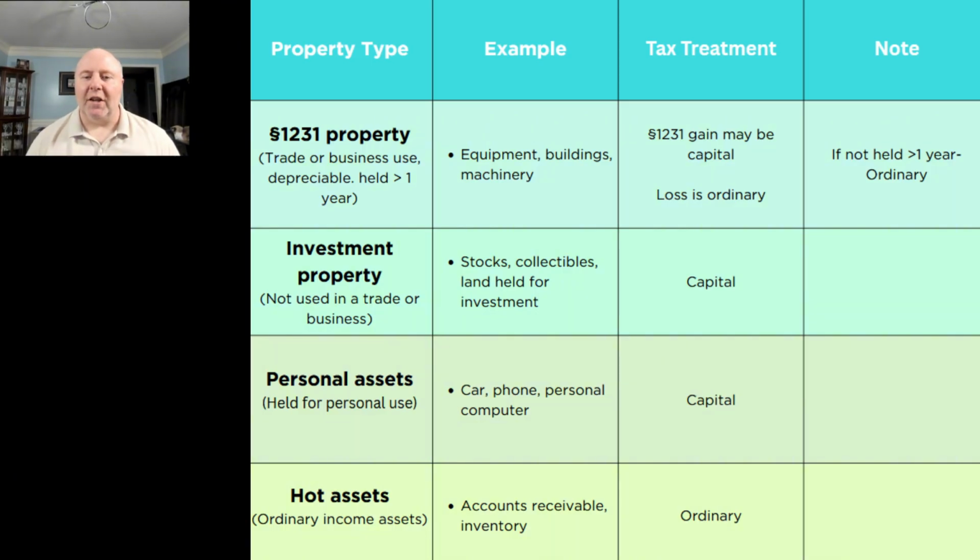All right, well, let's take a look at the different types of character that we have whenever we dispose of an asset. So we can have hot assets, personal assets, we can have investment property, or we can have 1231 property. So hot assets are going to be assets that we're going to always treat as ordinary gain. And there are two types of hot assets that we need to be aware of when dealing with 1231. The first one's going to be accounts receivable, and the second one is going to be inventory. If you see accounts receivable or inventory, then we know it's going to be ordinary.